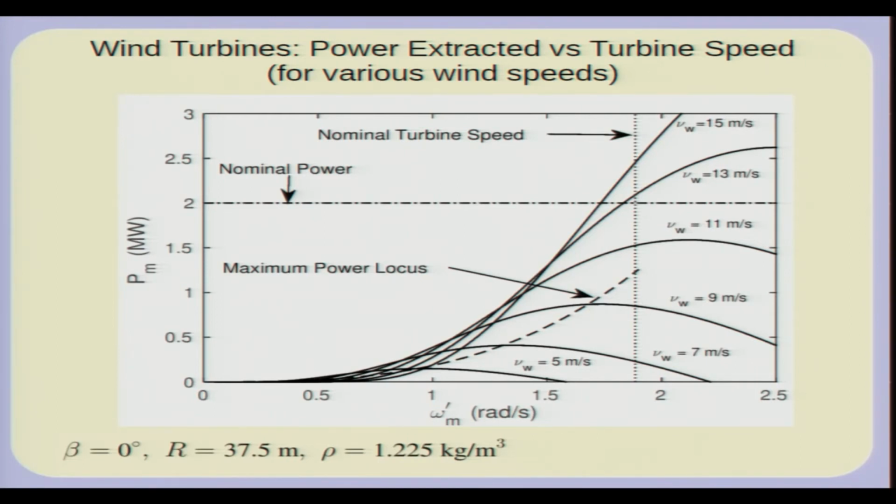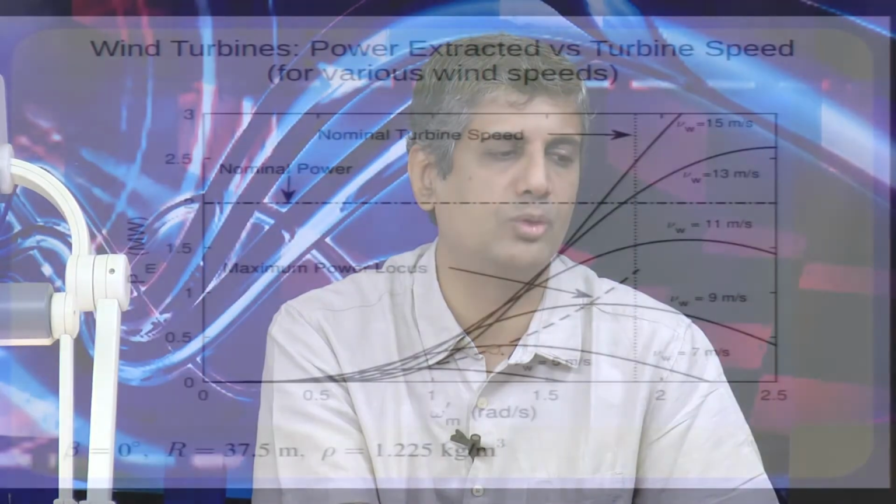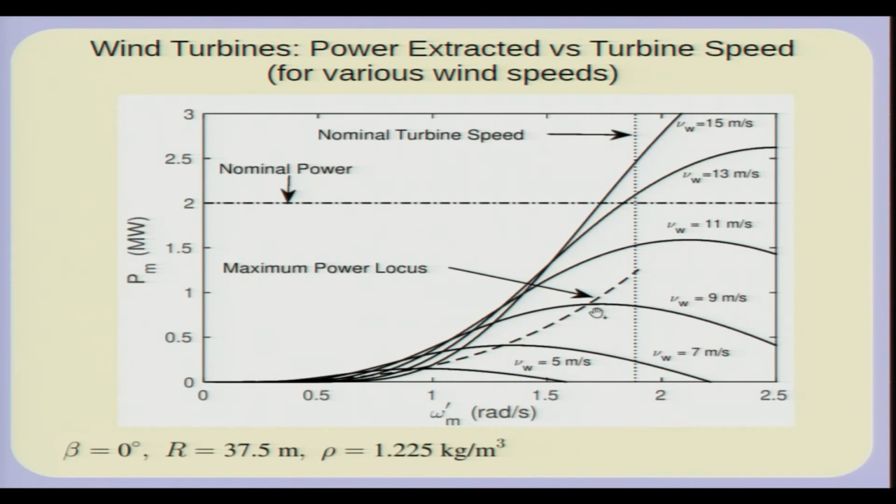With typical static control characteristics, that is generator characteristics, of a synchronous machine or an induction machine, it is difficult to get a characteristic which will allow intersection points to move along this locus. So, you need to have some kind of control.